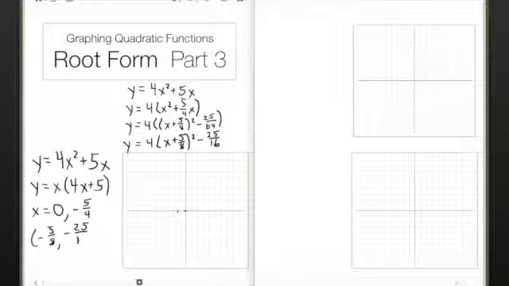So these are really strange fractions, so we can just approximate this. Negative 5 over 8 is about negative 1/2, and negative 25 over 16 is about negative 1.5. So let's just plot negative 1/2, negative 1 1/2. It's going to be right about there.